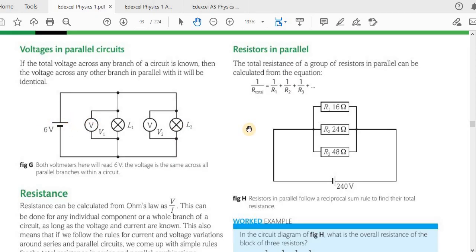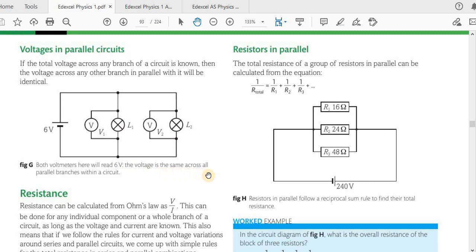So if components are connected in parallel, they will have the same potential difference. If components are connected in series, they will have the same current through them. If the total voltage across any branch of a circuit is known, then the voltage across any other branch in parallel with it will be identical. Both voltmeters here will read 6 volts.